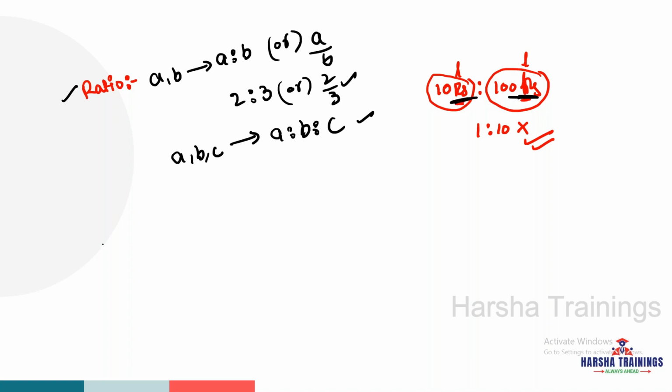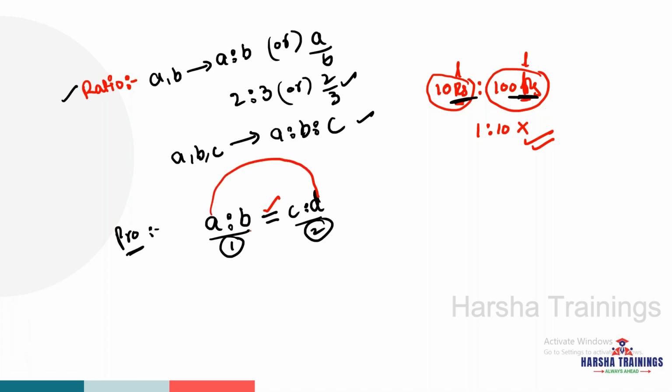Coming to the second point, proportion. Proportion means two ratios are equal. A is to B is one ratio and C is to D is another ratio. So two ratios being equal is called the proportion. The proportion formula is AD is equal to BC. It is very important, guys. Throughout the chapter we are using proportion.